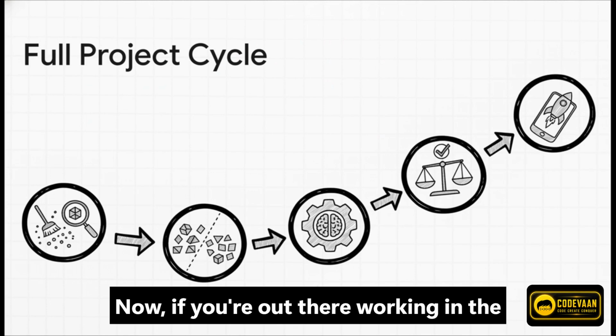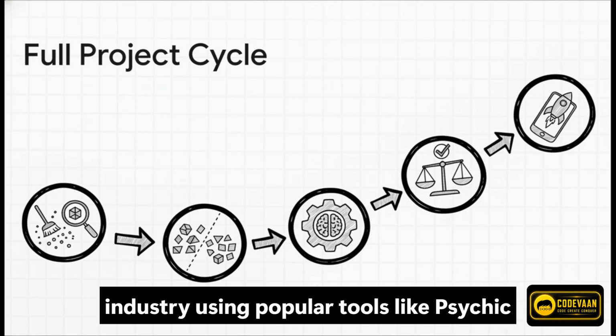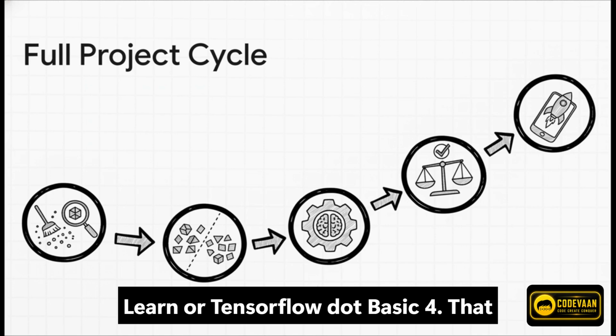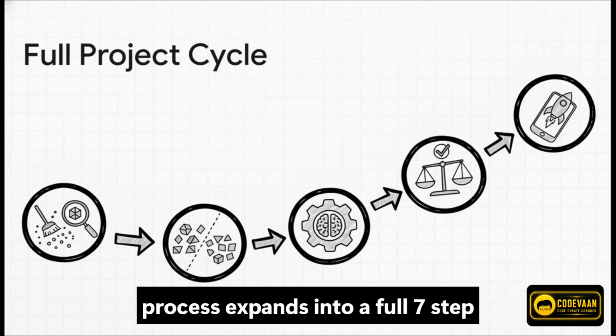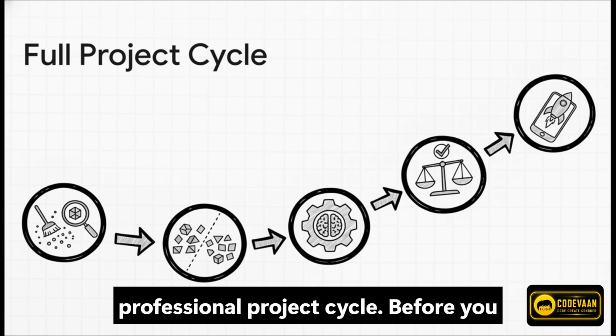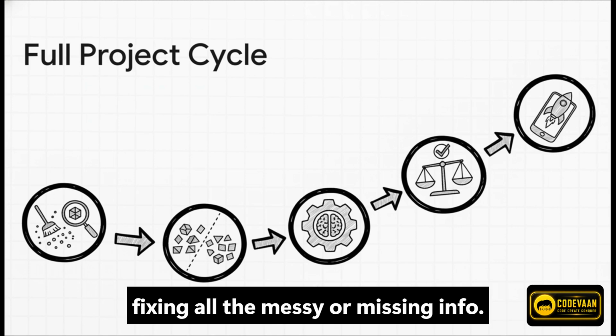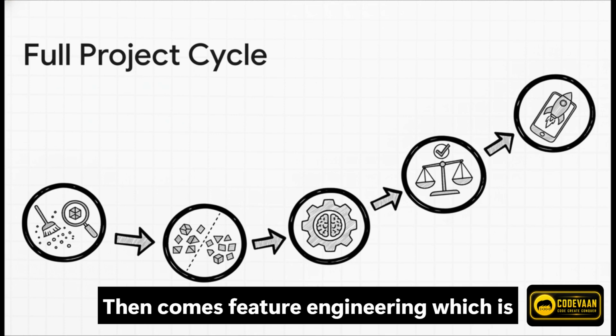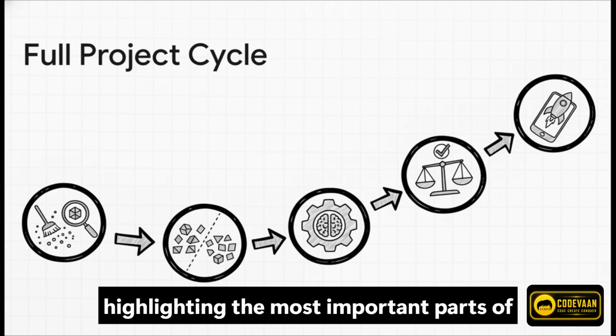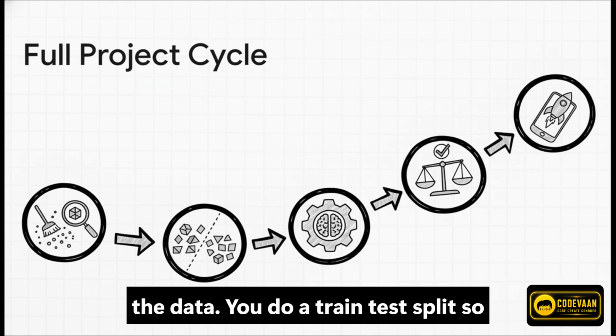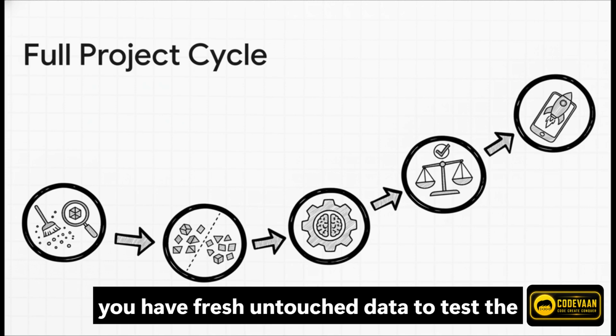Now, if you're out there working in the industry using popular tools like scikit-learn or TensorFlow, that basic 4-step process expands into a full 7-step professional project cycle. Before you train anything, you have data cleaning, fixing all the messy or missing info. Then comes feature engineering, which is highlighting the most important parts of the data. You do a train-test split so you have fresh, untouched data to test the model on later.